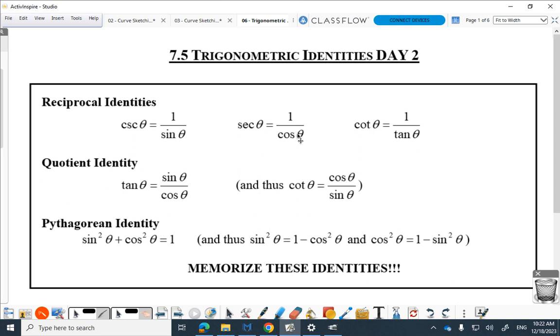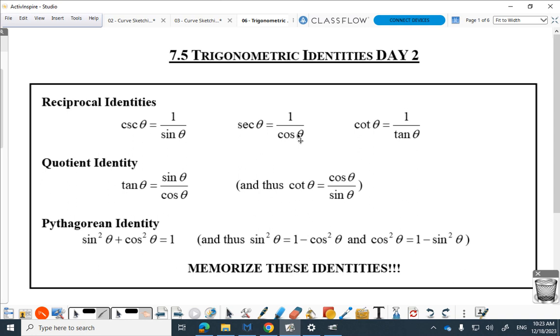And also sine squared theta plus cos squared theta equals 1, but that can be used in rearranged form. All I've done is rearrange in those other two versions. Everything else that's new about identities today will come out in the examples. You ready? It's wild. Some wild examples coming up.